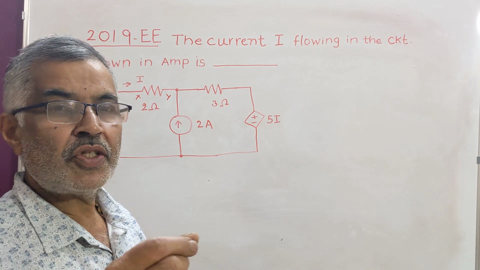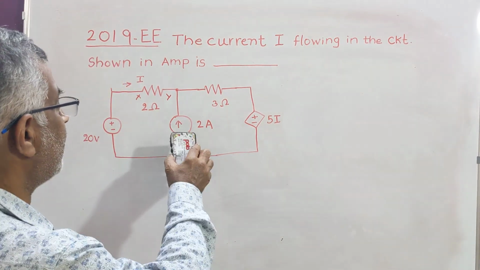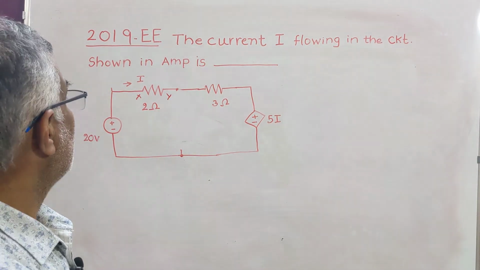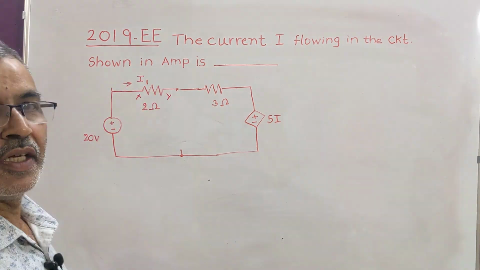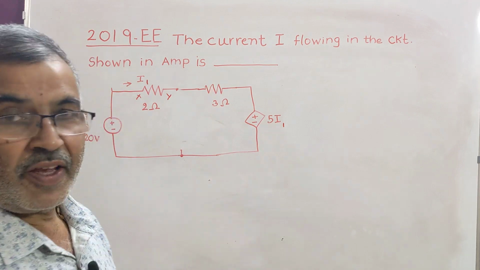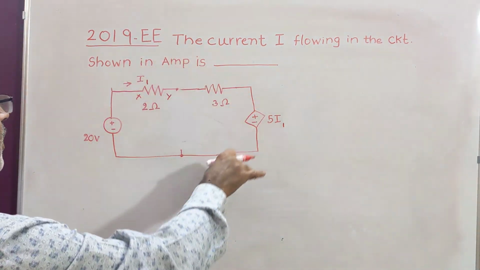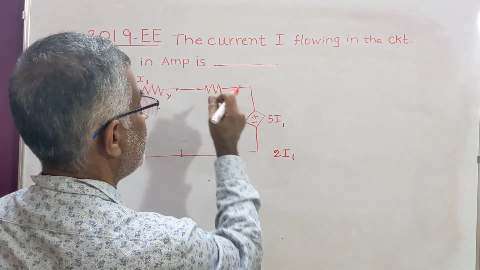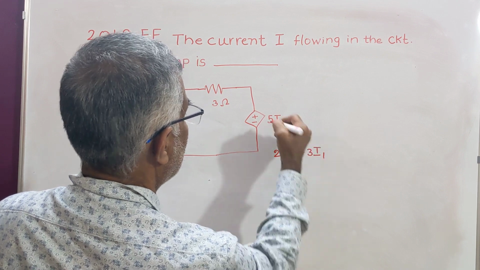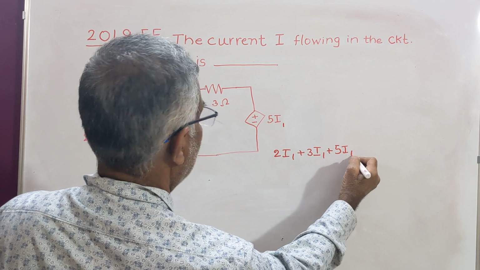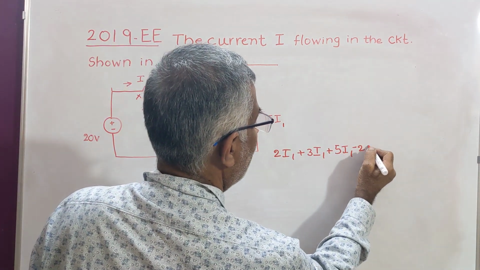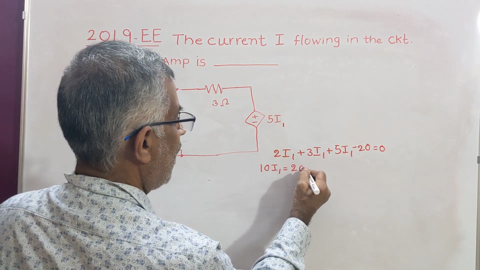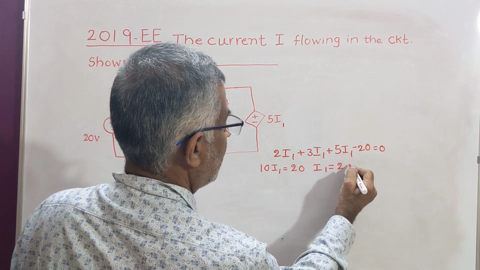In superposition theorem, one source is considered at a time. First I will consider the 20 volt source. I will call this current I1. Then this becomes 5I1. Now apply KVL. On applying KVL, this is 2I1, this is 3I1, plus 5I1, minus 20 equal to 0, or 10I1 is equal to 20, or I1 equal to 2 amperes.